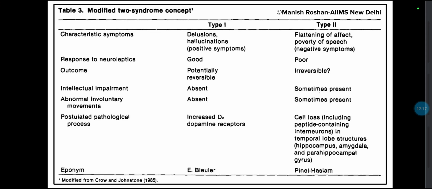However, this has been modified only to add on a few points, that is the eponym and also the abnormal involuntary movement and the intellectual impairment. So intellectual impairment and abnormal involuntary movements are absent in type 1, and these can sometimes be present in type 2 also. Now a more detailed account of the pathological processes associated with type 2 can be elicited, that is the cell loss including the peptide containing interneurons and temporal lobe structures, that is the hippocampus, amygdala and parahippocampal gyrus, which was found to be associated in patients with type 2 schizophrenia.